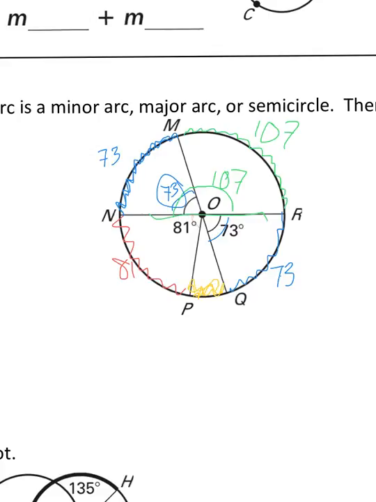As I stated earlier, I know this is 180, so therefore I know this is 180. I have 81 on the left, 73 on the right, so I just have to add those two up and subtract them from 180. 180 minus 154 leaves me with 26 for that final arc. Now that I have everything filled in my picture, I can go back and try to answer the questions.